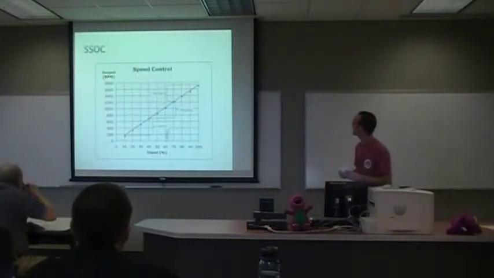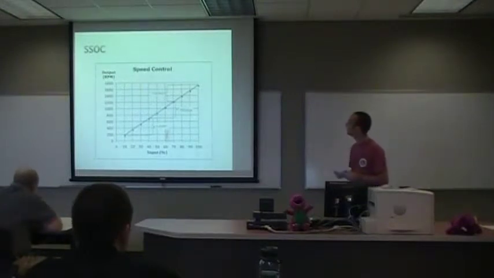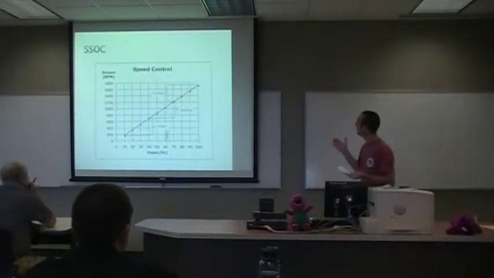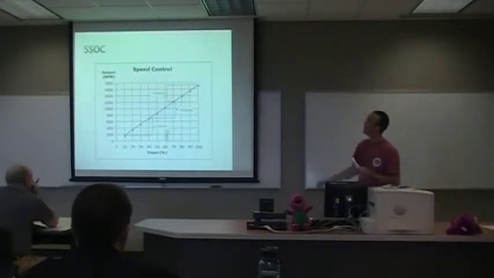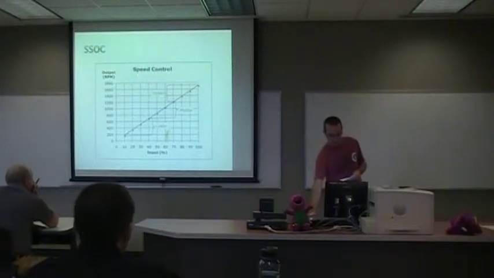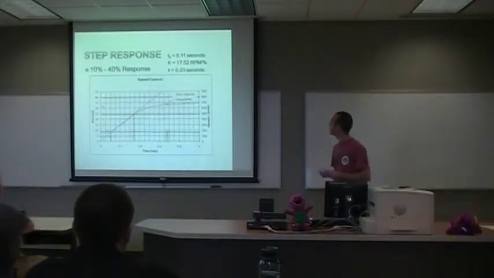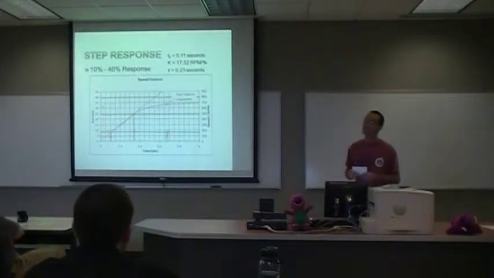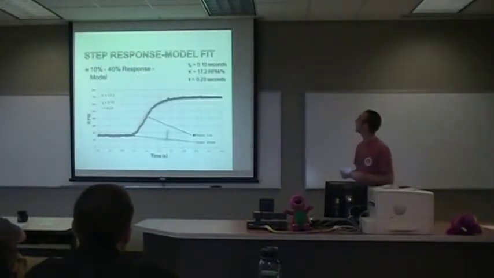This is the steady state operating curve for our system with an operating range from 70 RPMs to 1700 RPMs. And this is an example of the step response curve showing the dead time, gain, and time constant. This is the model fit for that same plot.